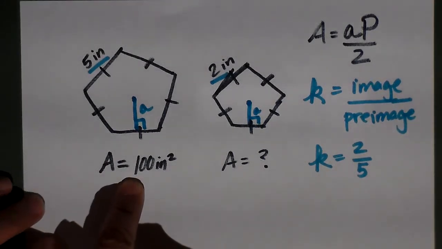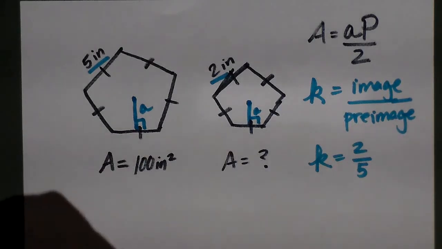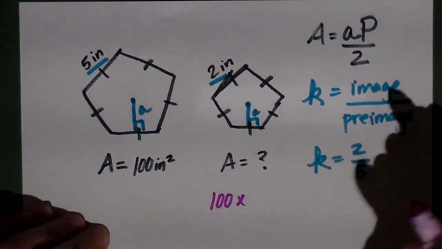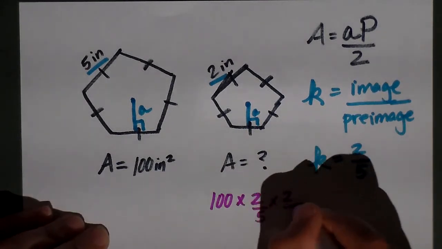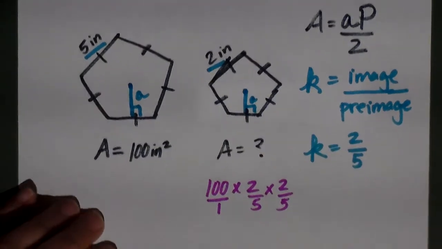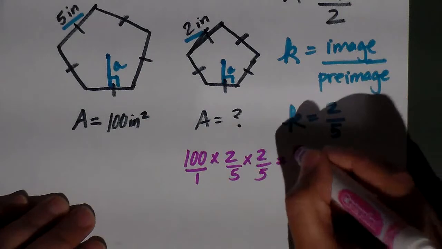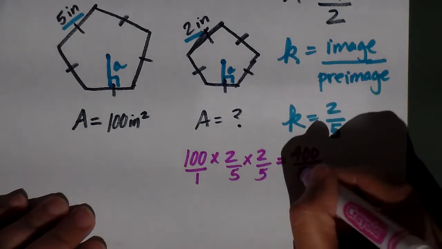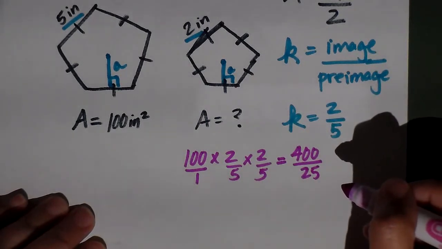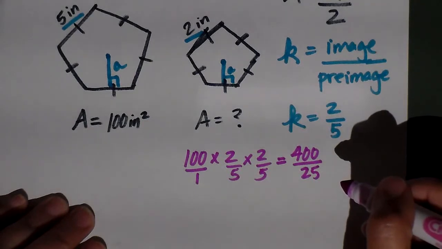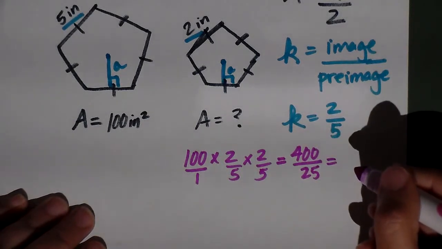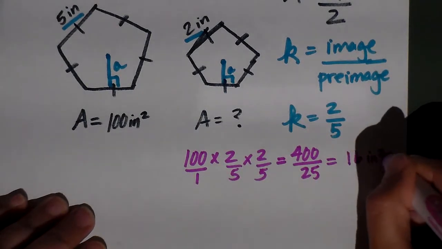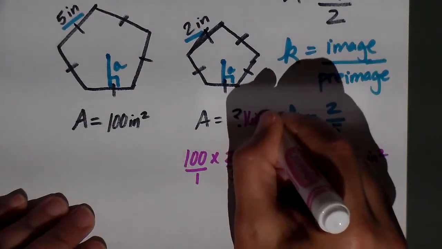So the area of my polygon here is 100, but the area of my new one, remember, instead of multiplying by the scale factor once, you multiply by the scale factor twice. And this is how you multiply fractions. If you've forgotten, you go straight across. So I get 400 divided by 25. Okay, 400 divided by 25. So my new area, how many times does 25 go into 400? It's 16. So the area here is 16 square inches.